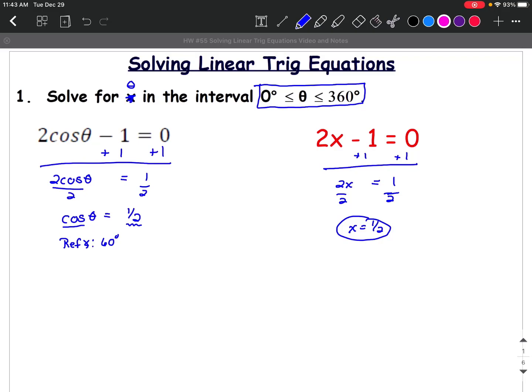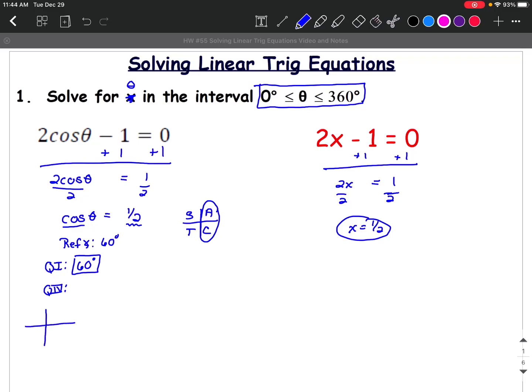Again, it's not our answer because we know, since all students take calculus, that cosine can be a positive 1/2 in both the first quadrant and the fourth quadrant. Now in the first quadrant, it's nice and easy. The angle is the reference angle. So we would have an angle of 60 degrees.